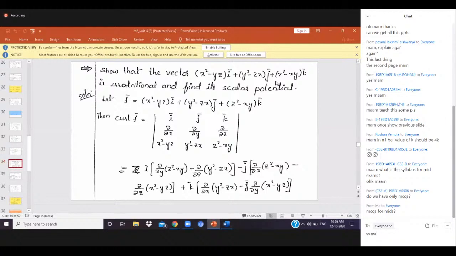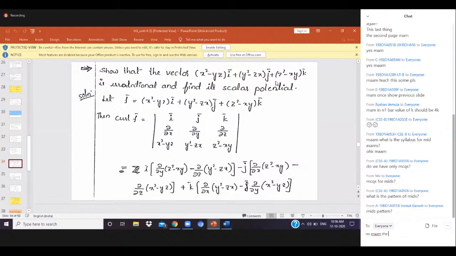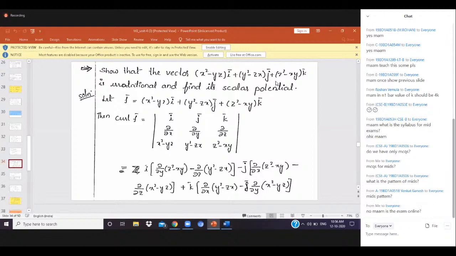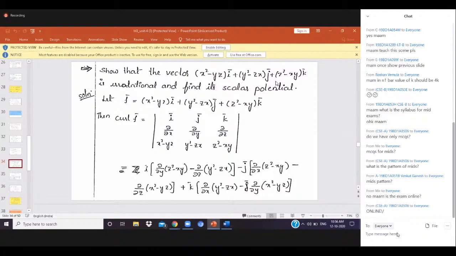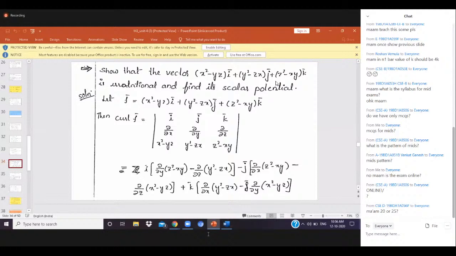You need to get ready by yourself. What is the pattern of the mid examination? The mid examination pattern is 25 questions, only MCQs. It is an online examination. The pattern is questions from the fourth unit and the fifth unit, totally 25 questions, that is 2.5 units. The exam is online. Be thorough and prepare the MCQs, then it is okay. It is something like this: what is divergence, what is curl in this unit.